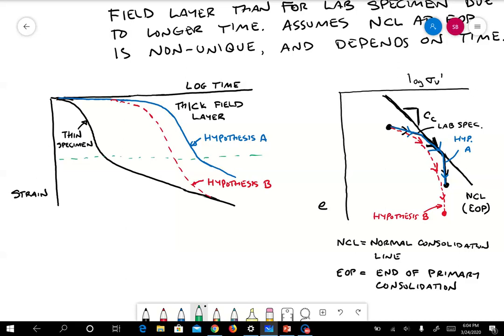It's not necessarily the case that they'll merge together, but it is the case that the line for hypothesis B will be lower. Now this is an important distinction because if we have a really thick clay layer, right, we may significantly underpredict settlement if we assume hypothesis A is right, but actually hypothesis B is right. So it's important to understand these differences and think through the implications of that.